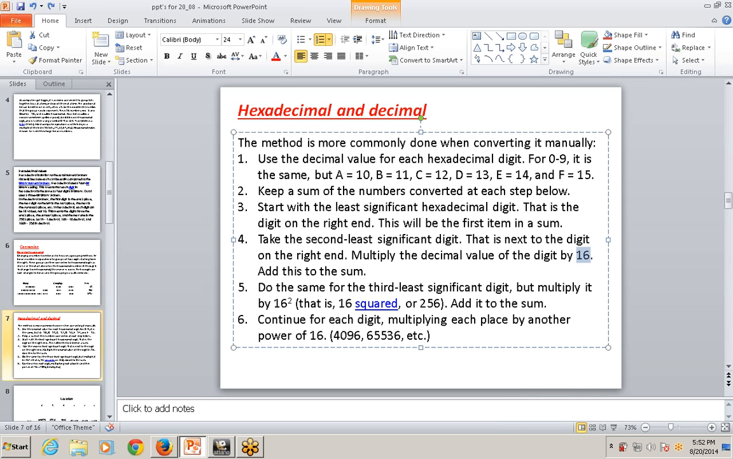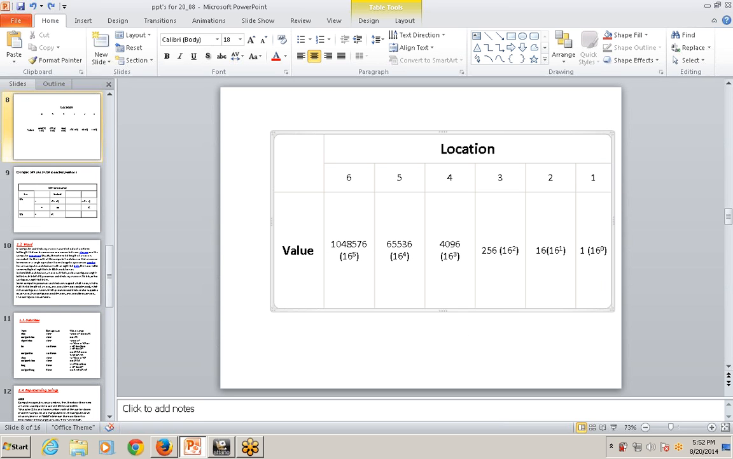Do the same operations for the third least significant digit, but multiply it by 16 power 2, that is 16 squared, or 256. Add it to the sum. In the same way, continue for each digit. Multiply each place by the next power of 16, that is 4096, 65536 and so on. This is the method we can use.